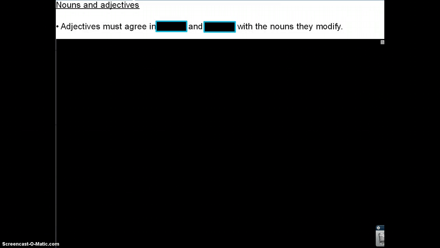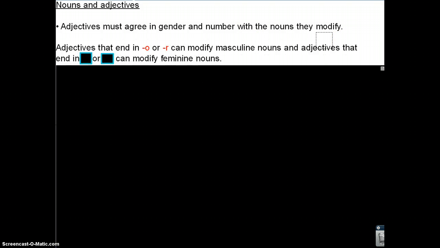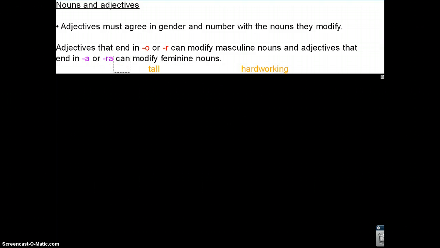Okay, let's talk about nouns and adjectives now. You probably remember from Spanish 1 that adjectives must agree in gender and number with the nouns that they are modifying or describing. Adjectives that end in the letter o or r can modify or describe masculine nouns, and adjectives that are describing feminine nouns end in a or sometimes ra. For example, tall and hardworking.